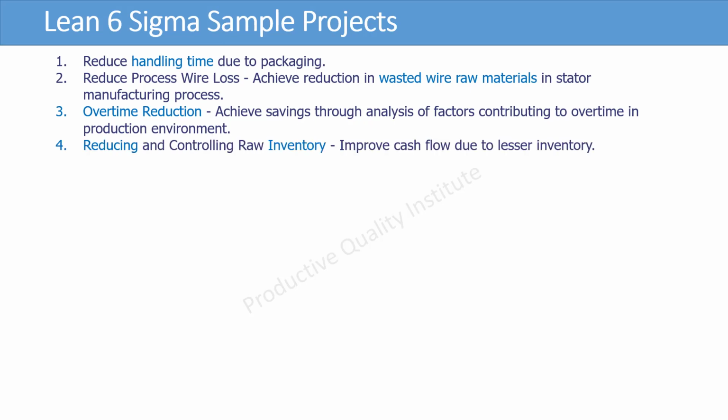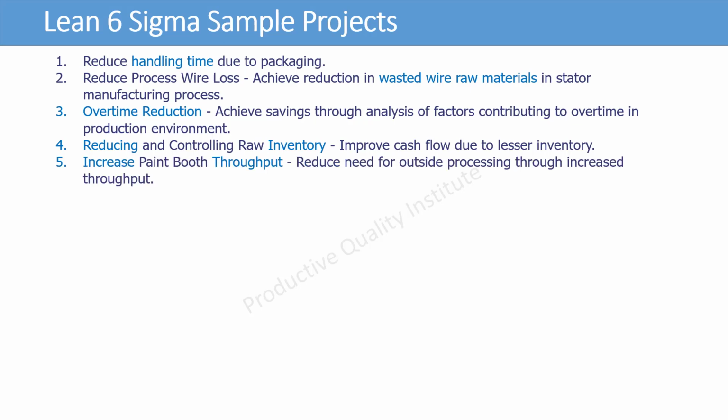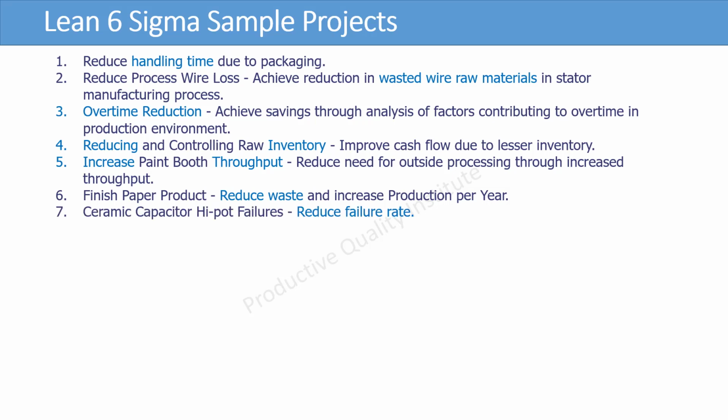Reducing and controlling raw inventory, improve cash flow due to lesser inventory. Increase paint booth throughput, reduce need for outside processing through increased throughput. Finished paper product, reduce waste and increase production per year. Ceramic capacitor high pot failures, reduce failure rate.